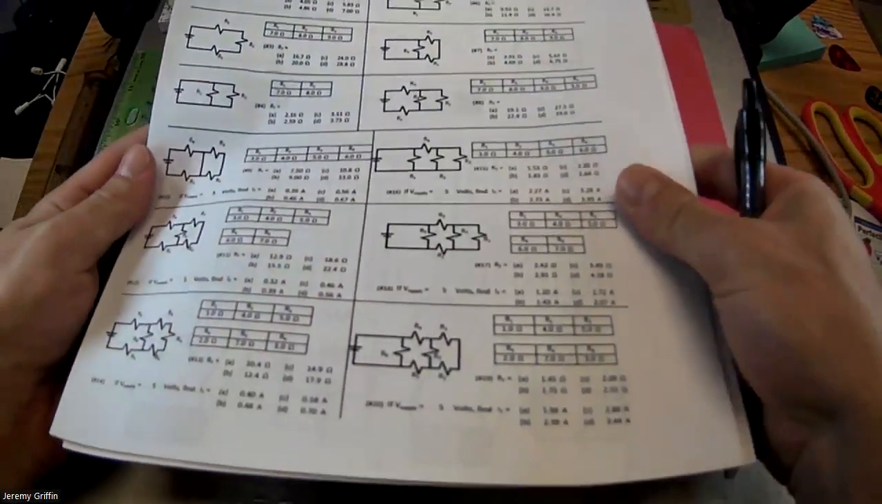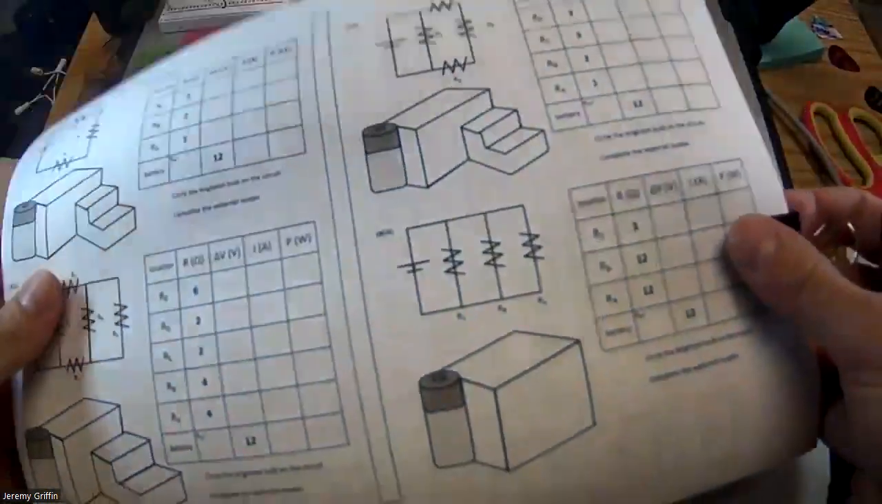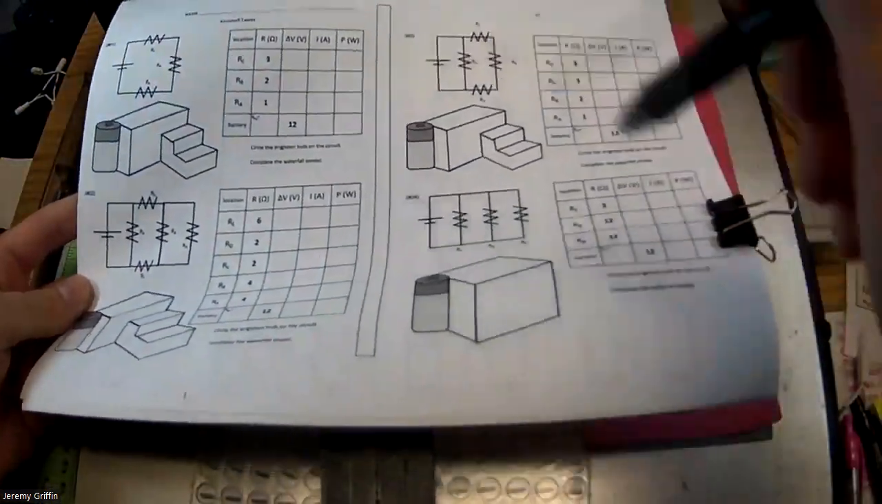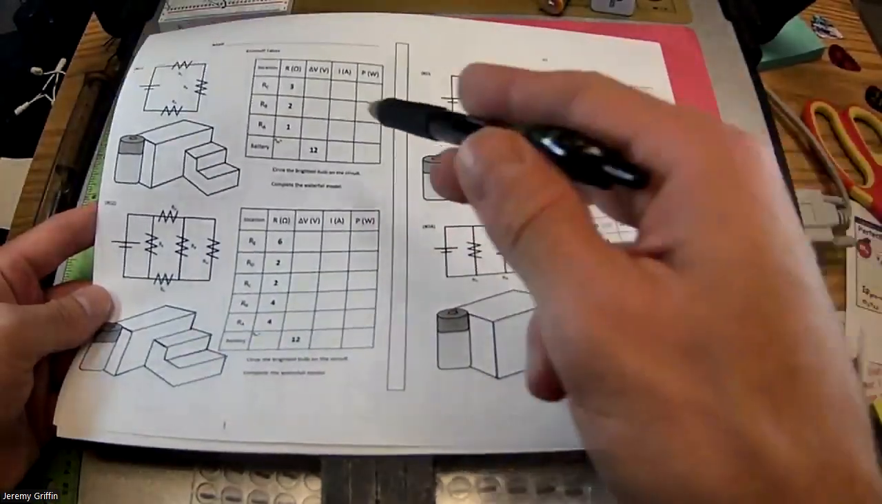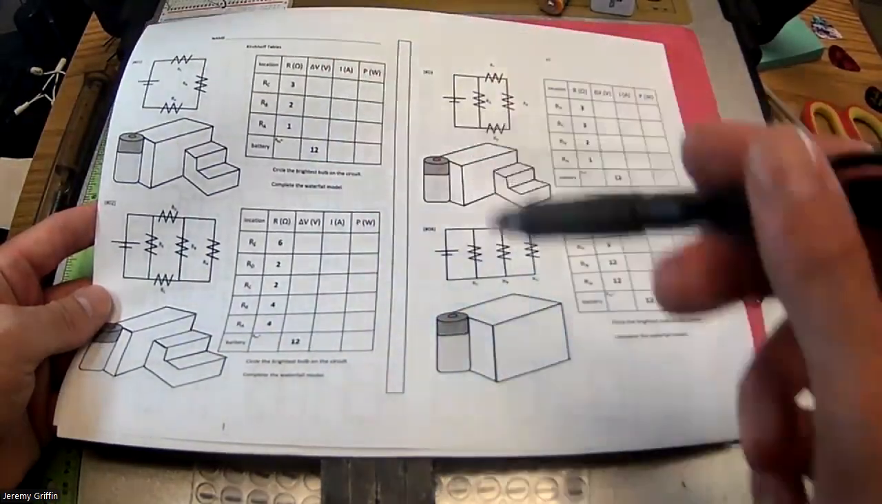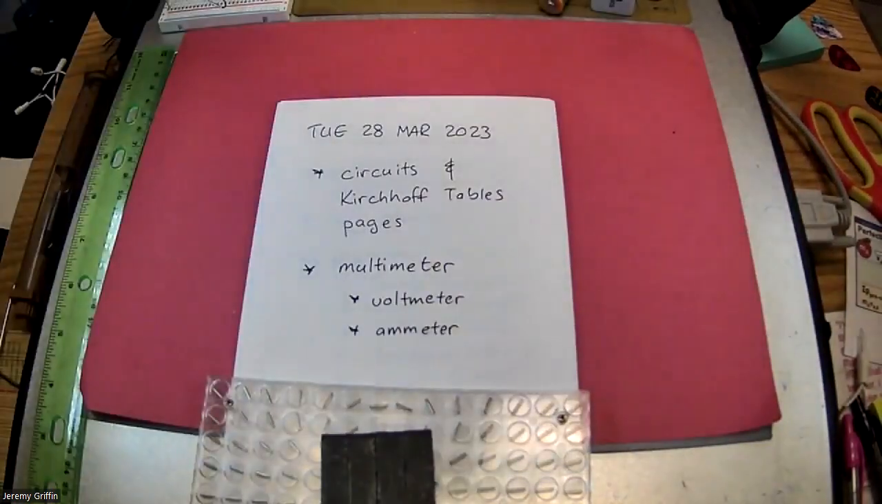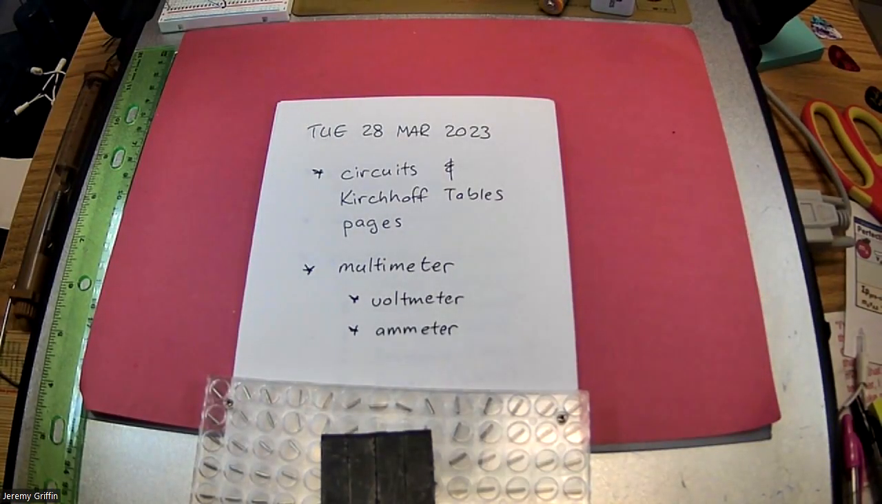So I just gave you guys a page that looks kind of like this. On one side it has a bunch of circuits, and on the other side, well, more circuits. We're going to dig more into them, do some waterfall models, and figure out the voltage across each resistor, the current through each resistor, and the power output. This is going to take us a few days.